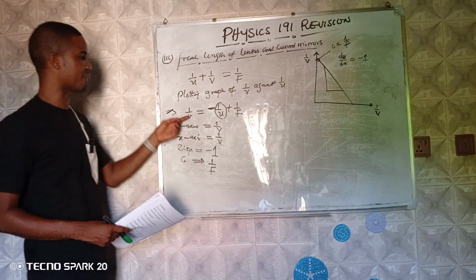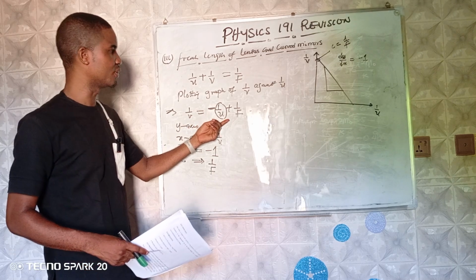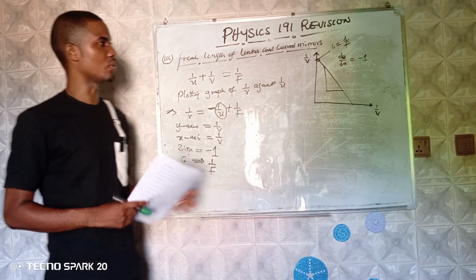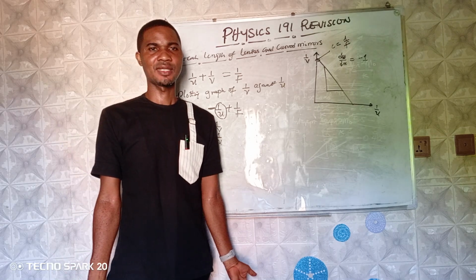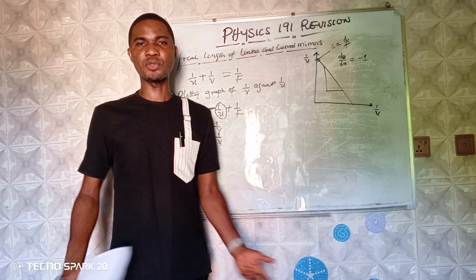So if you have to plot a graph of 1 over v against 1 over u, you will see that this is how the graph will look. This is how we know how our graph will look. We don't cram it. You have to linearize. If they give you the equation, you have to linearize.